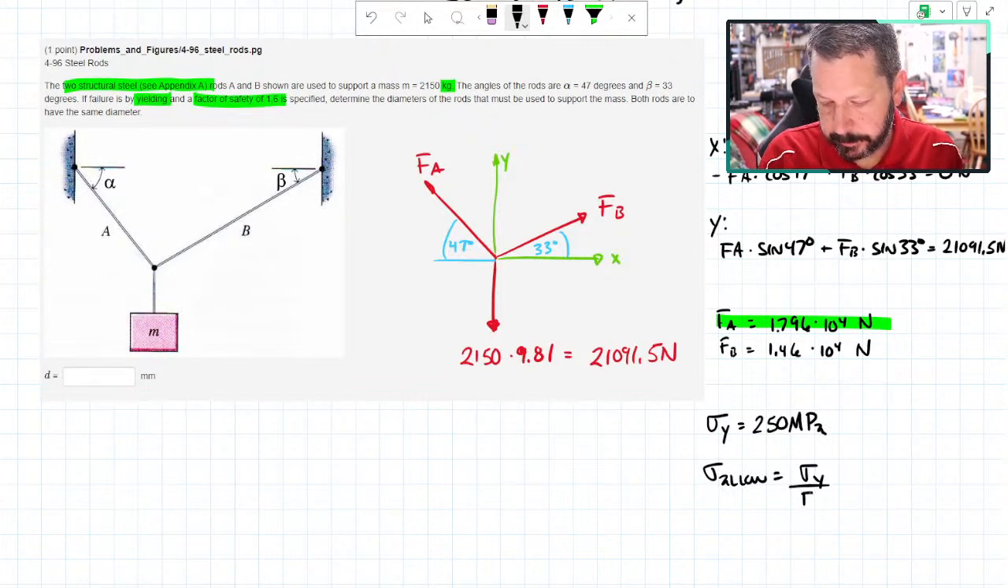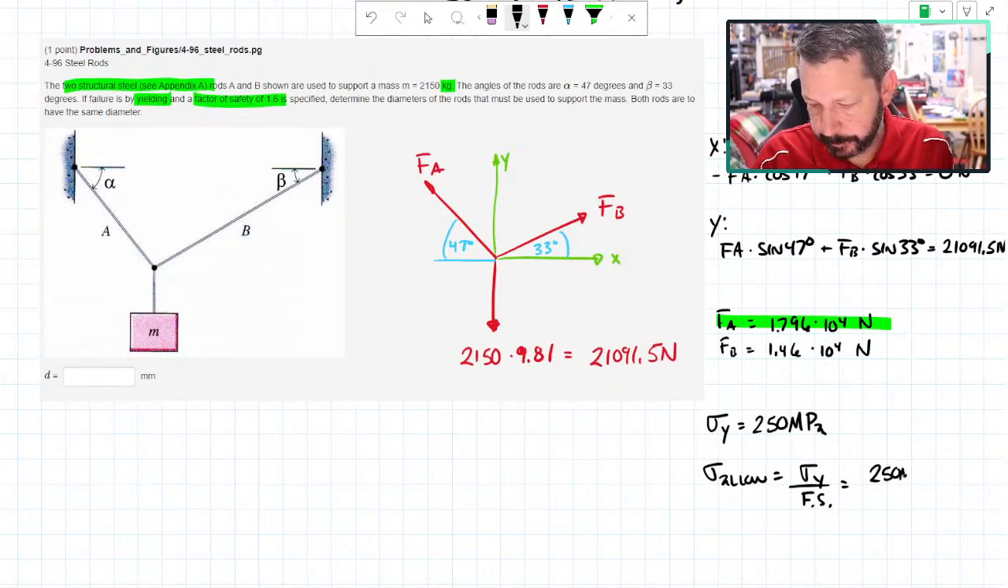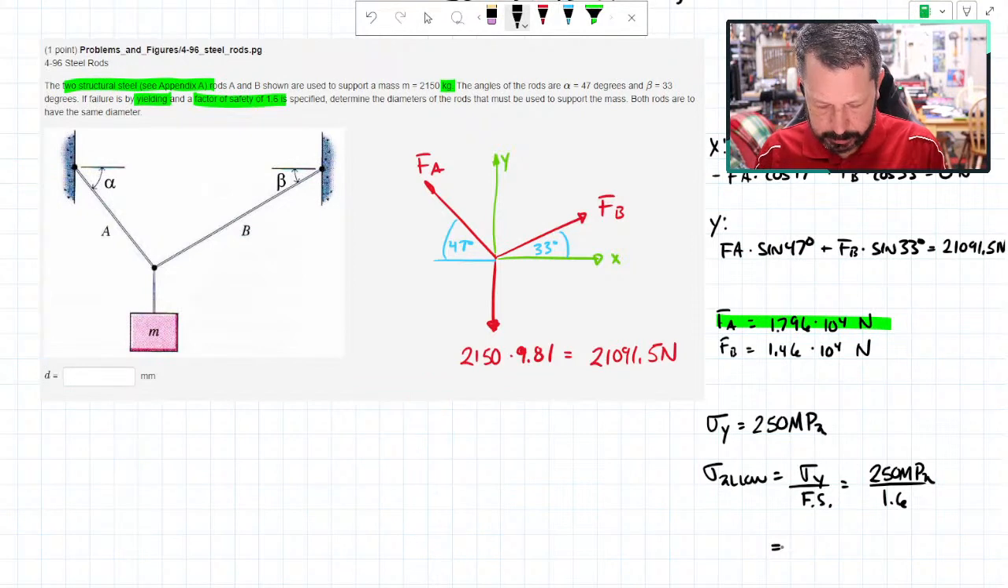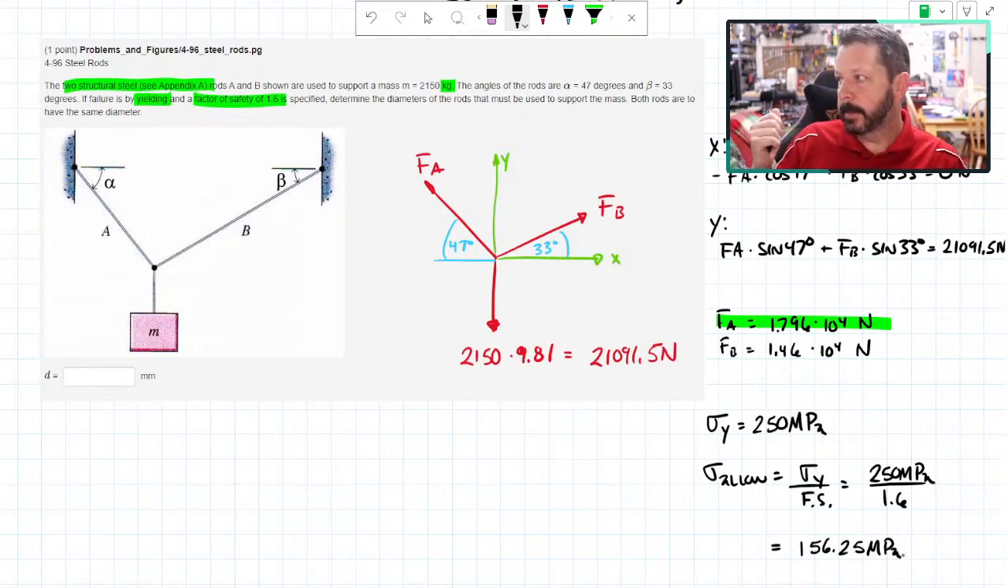it told us to use a factor of safety of 1.6. So we're trying to be a little extra safe. So the real maximum we can allow is 250 divided by 1.6 megapascals, 156.25 megapascals. So now I have the stress allowed, I have the force that's going to create the stress, and I can figure out the diameter.